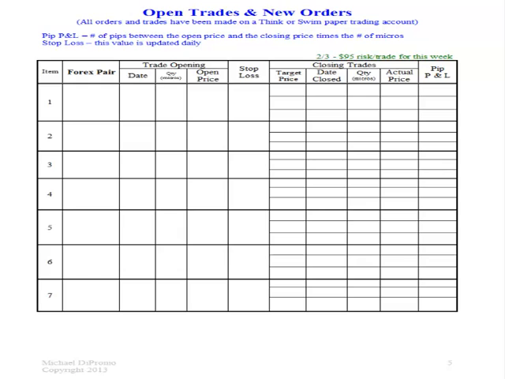There are currently no open trades. We also don't have any new orders. Though there are 6 qualifying pairs today, we'll still wait another day before looking at a potential trade.